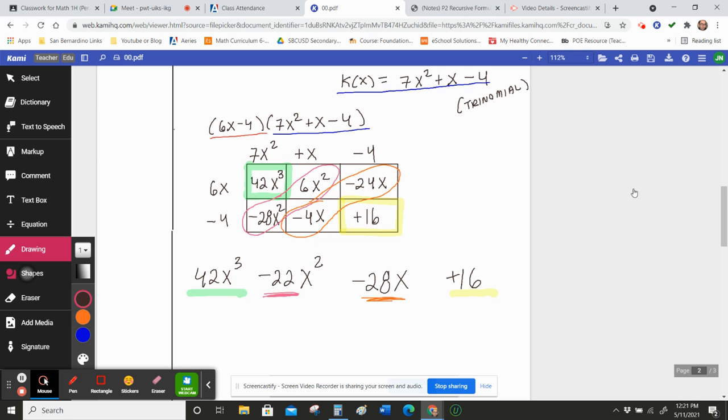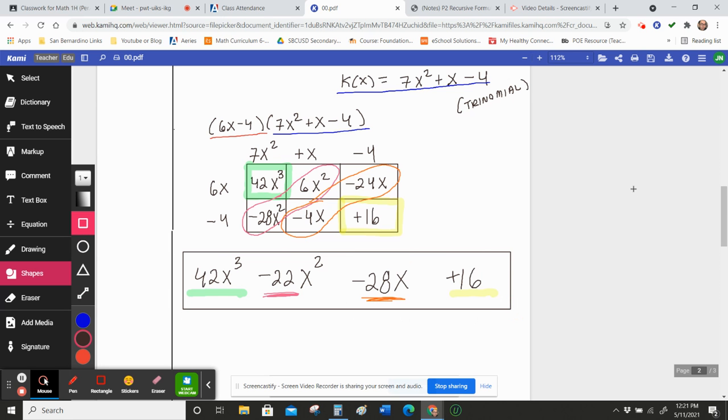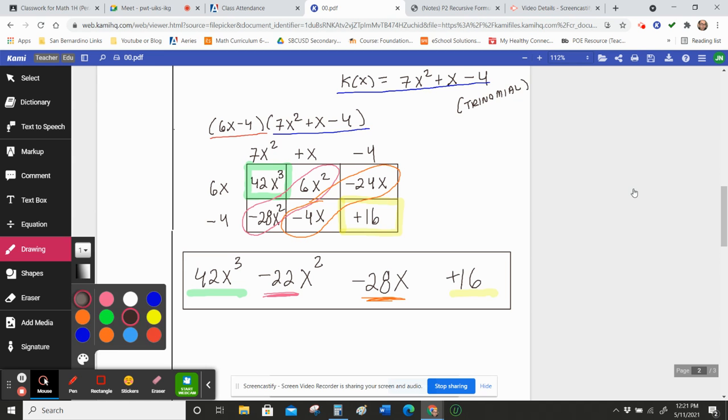Okay, so that's it. Our final answer is this quaternomial, 42x to the power of 3 minus 22x squared plus, or sorry, minus 28x plus 16. All right.